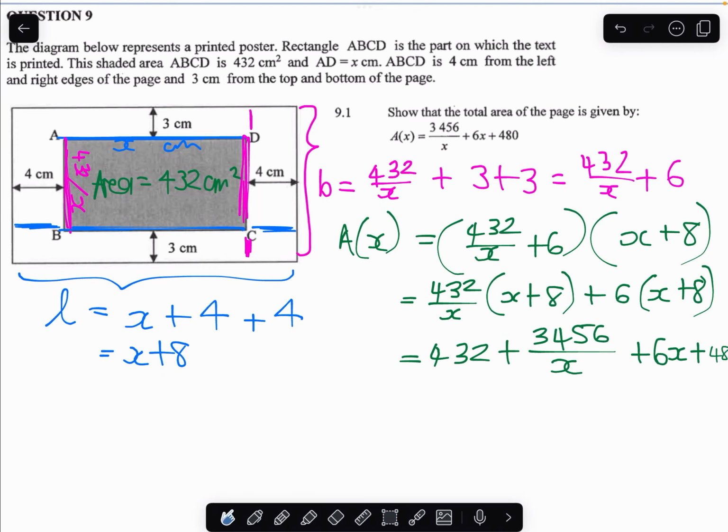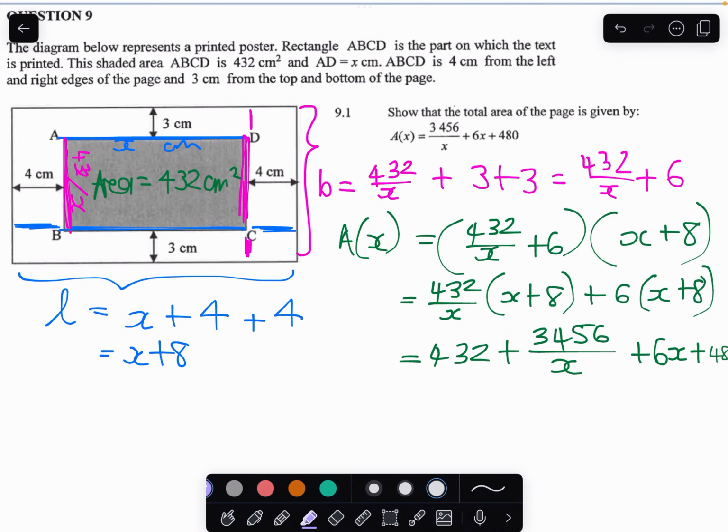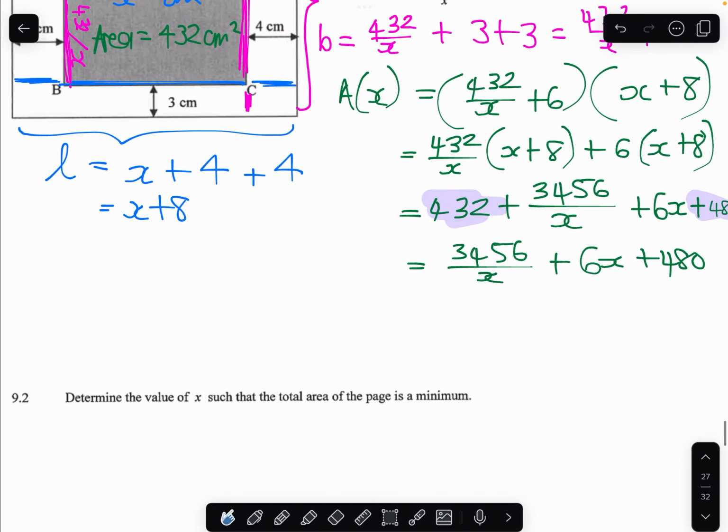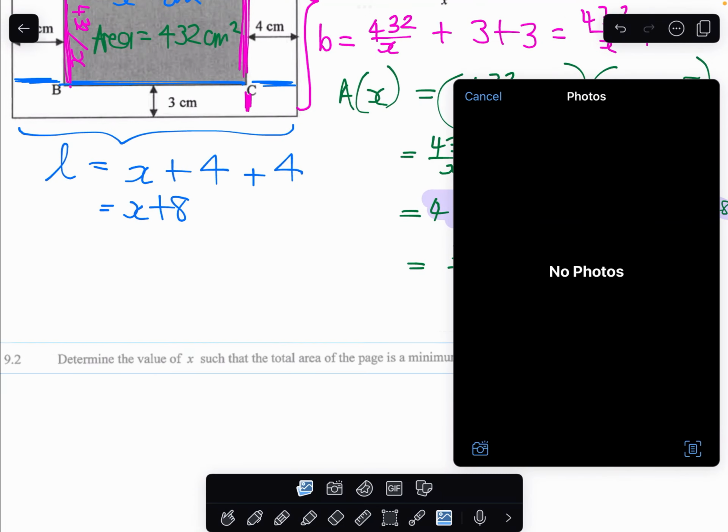Our only like terms are the two constants. So we get 3,456 over x plus 6x plus, I guess this gives us 480, which is what we were expecting. So that is the area of the poster in terms of x. Cool. So on to the next question.